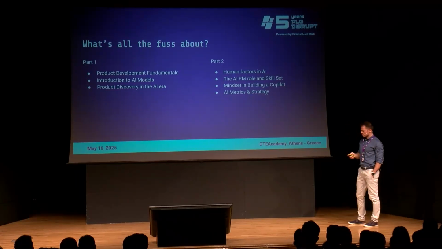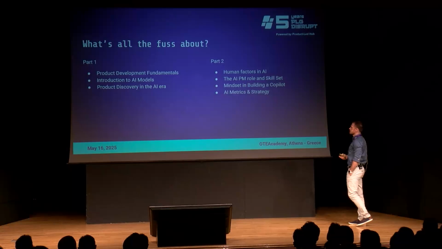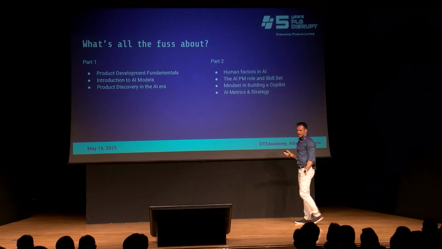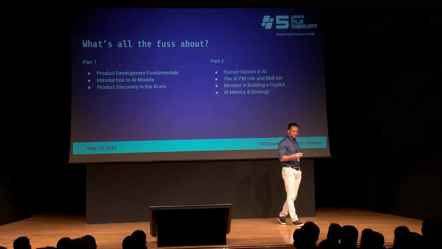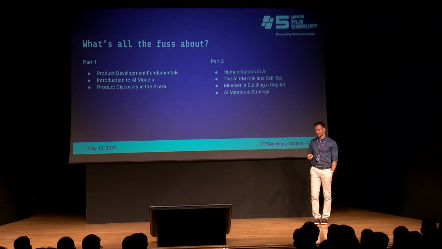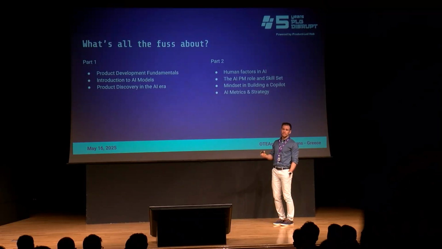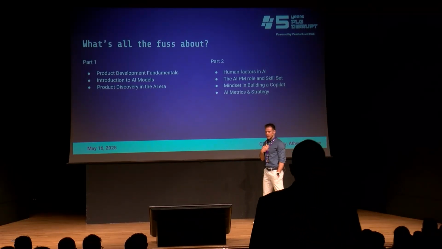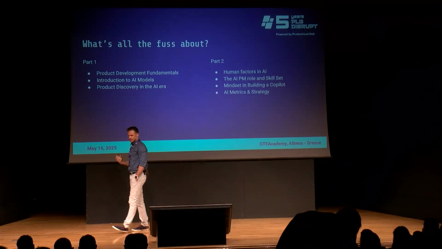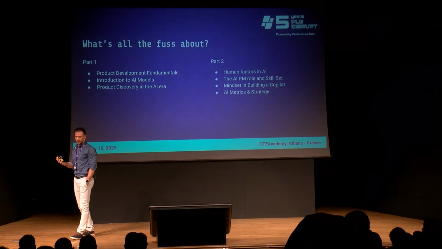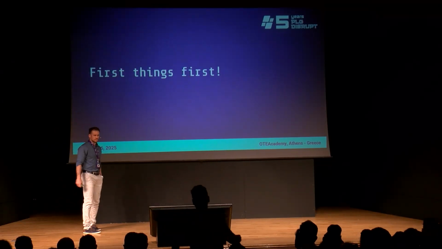We'll have the break, and then we'll have part two: human factors in AI, the AI PM role and skill set, how you can grow, how you can learn, besides being here, of course. Mindset in building a copilot from the product management perspective. And finally, how we can help our team with the right metrics, with the right needle movers in our strategy. But first things first.